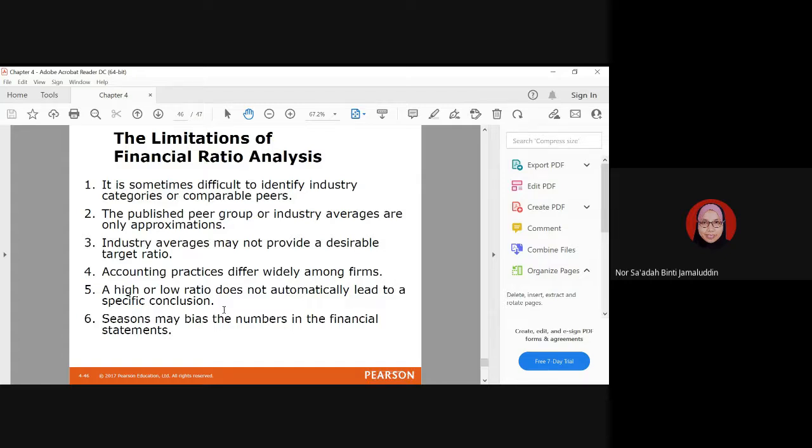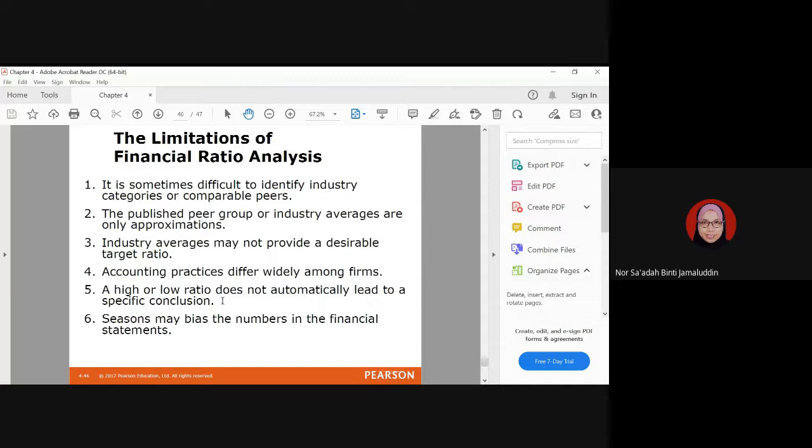A high or low ratio does not automatically lead to a specific conclusion. So as we learned before, tinggi rendah, a high or low ratio does not mean the company is totally good or totally not good. So it depends on the situation of the company. Let's say as I stated before, company tu dia punya inventory turnover is maybe tinggi, tapi maybe dia not sold their inventory, they just beli, buy their inventory and put in their store. Like that lah. So it means that a high or low ratio does not automatically lead to a specific conclusion.